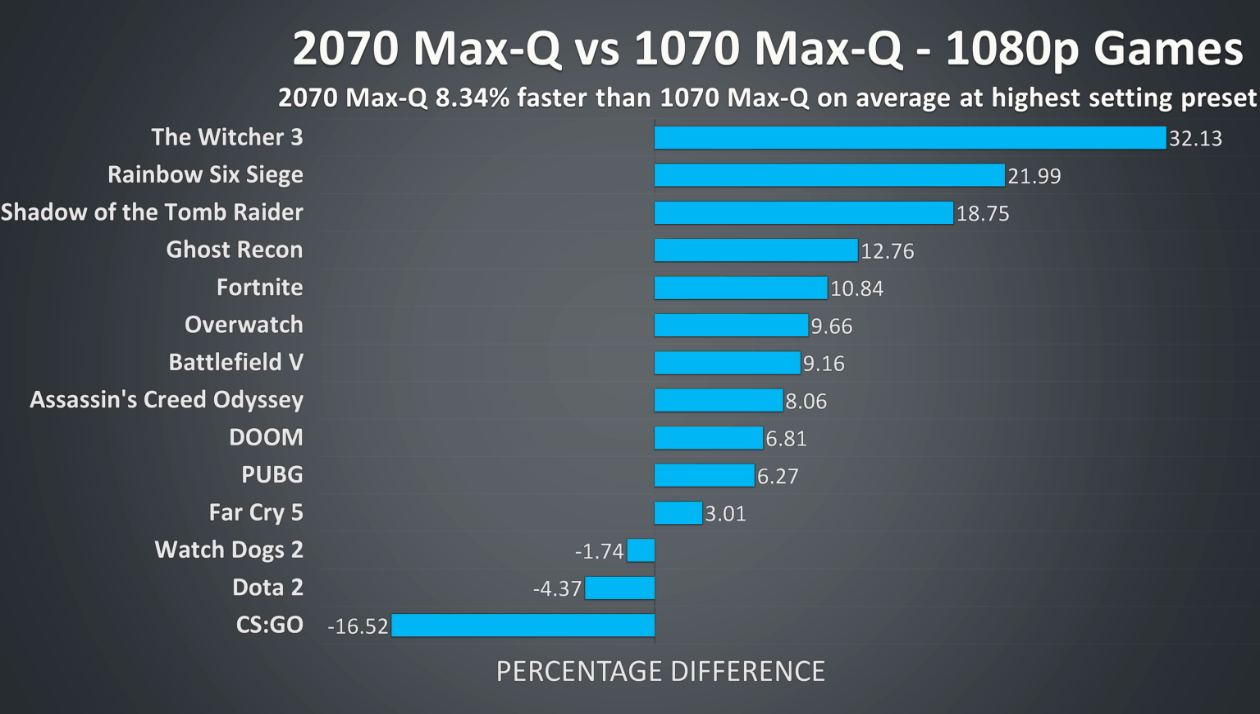On average, across all games, the 2070 Max-Q was performing 8.3% higher in average frame rate compared to the 1070 Max-Q. And if we remove that extreme CSGO result, it's 10.2% better. But as we can see, it really depends on the game.